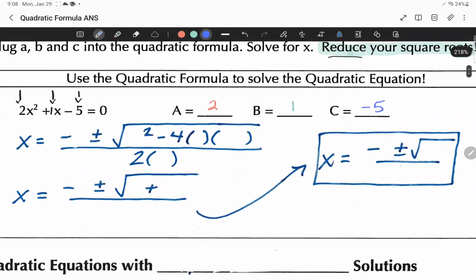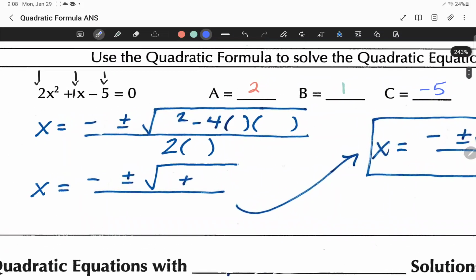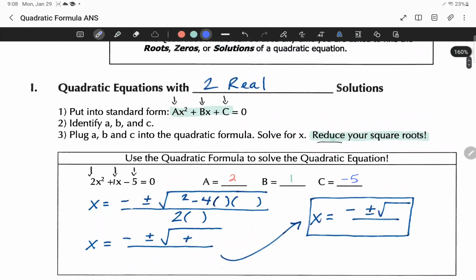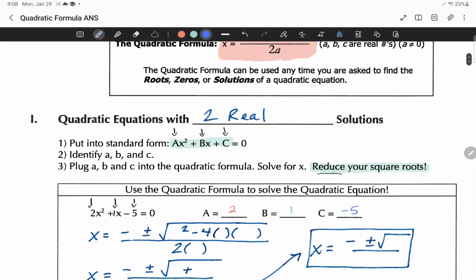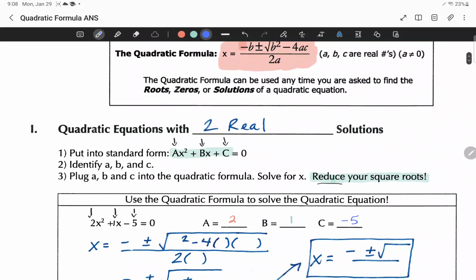Now, what I'm going to do, I'm going to start plugging all of this into my quadratic formula. Now, if you see the quadratic formula on the top, you're going to notice the b is going to go on the very front. So, b is going to go in the front, so b is going to be what?